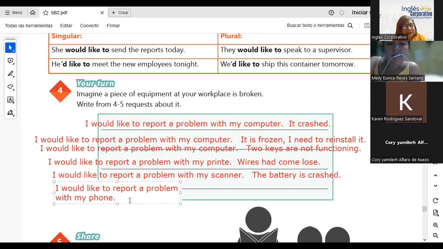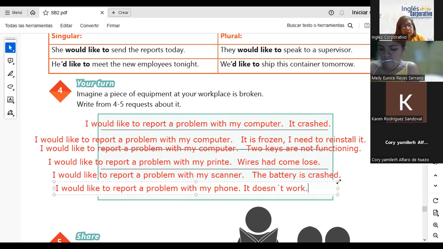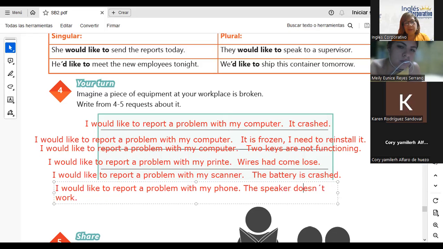The headphone doesn't work. It doesn't work. Okay. She said the headphone or, I don't know what you say, bocinas, the speakers. Her phone doesn't work. Ah, the speaker doesn't work. Okay, it's not here, but she could say it. The speaker doesn't work.